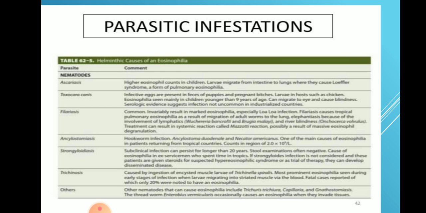These are parasitic infections associated with eosinophilias. Ascaris, Toxocara canis, filariasis, ancylostomiasis, strongyloidosis, trichinosis. Filariasis causes tropical pulmonary eosinophilia as a result of migration of adult worms to the lungs. Ancylostomiasis is one of the main causes of eosinophilia in patients returning from tropical countries.